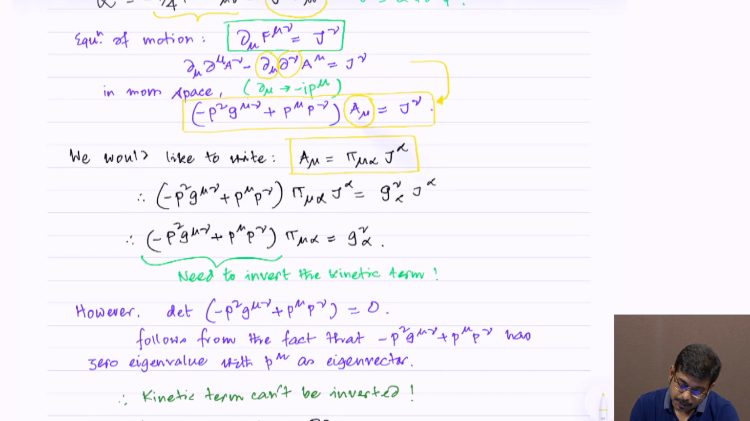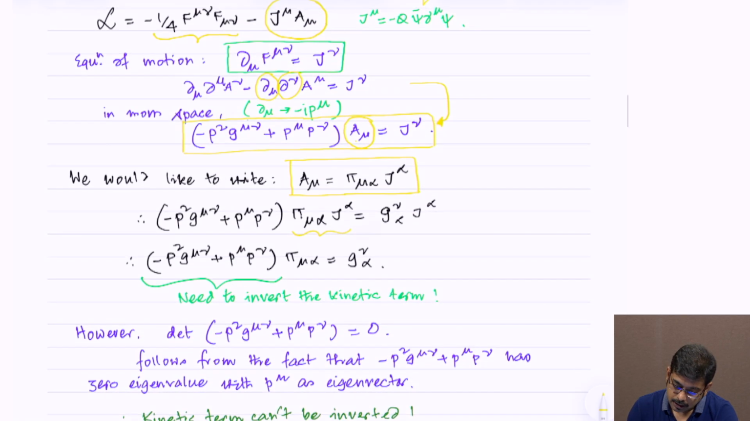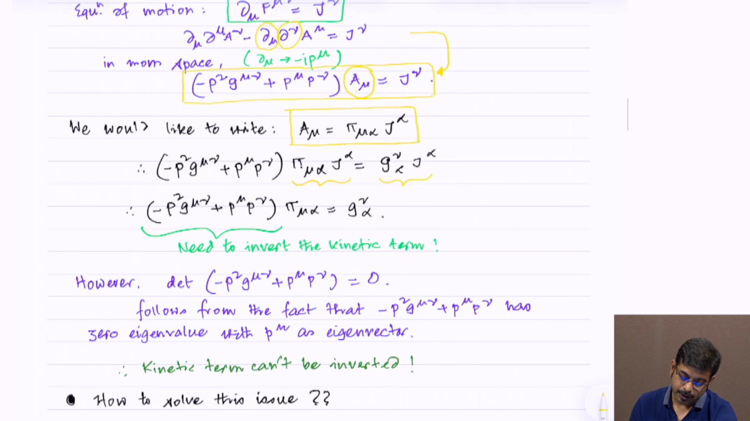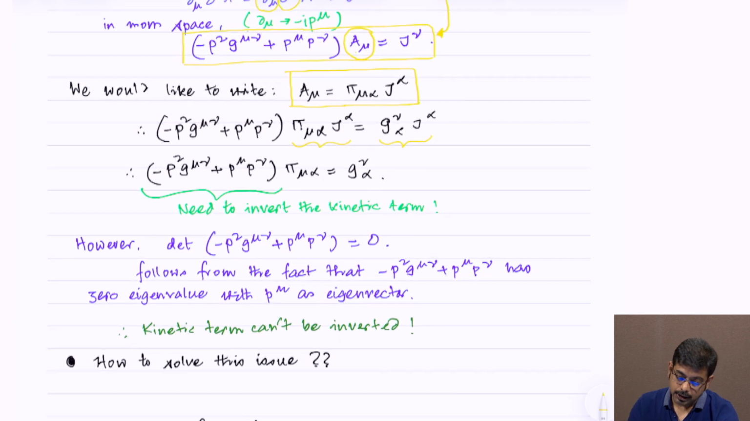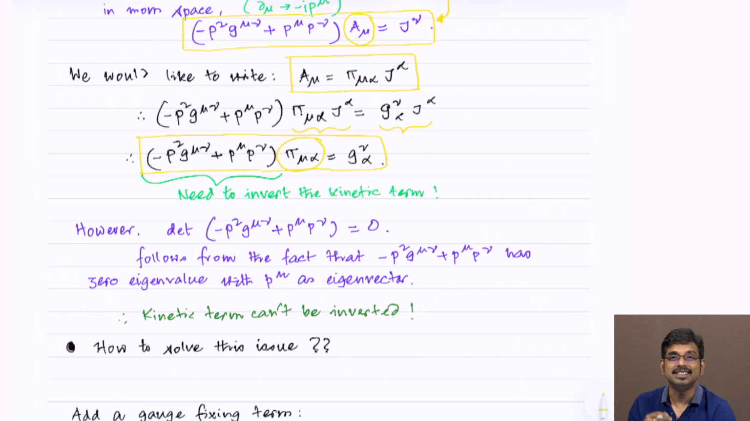Let us replace this A_μ here by Π_μα J^α, and on the other side I just want to conserve the notation J^α. So, J^ν can be written as g^{να} J_α. Therefore, if I ignore the J^α from both sides, I have an equation like (−p² g^{μν} + p^μ p^ν) Π_μα = g^ν_α. So, you can imagine that this is basically the Green's function of this equation. In turn, this is the propagator for the electromagnetic field.